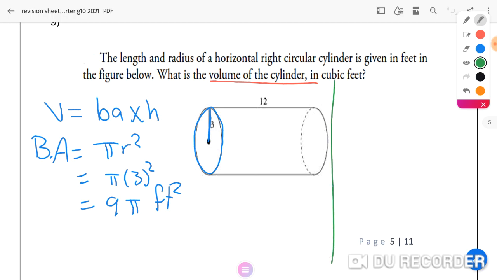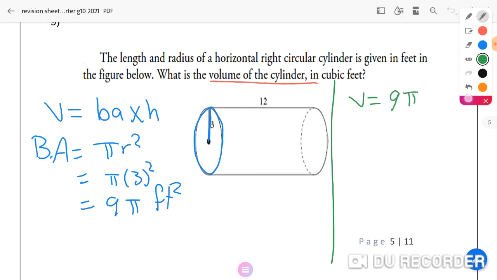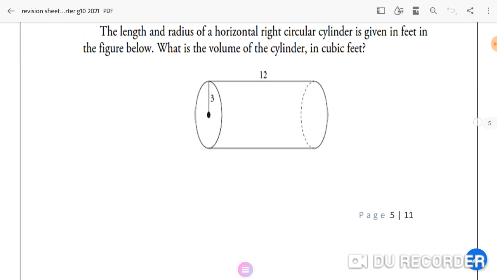Okay, and let's go and substitute for the base area here by 9 pi. So the volume of the cylinder equals base area, which is 9 pi, multiplied by the height, which is given, which is 12. So the volume of the cylinder equals 9 multiplied by 12, which is equal to 108 pi cubic feet. And this is the required.